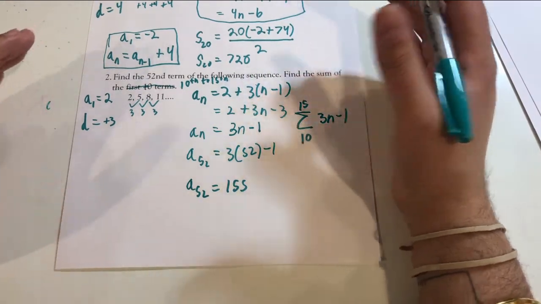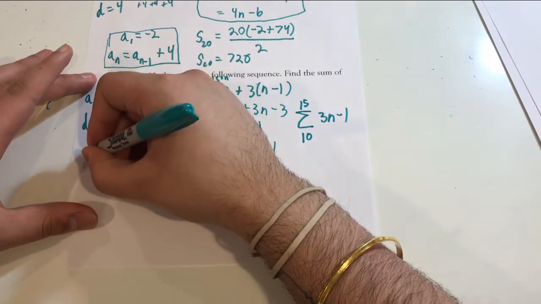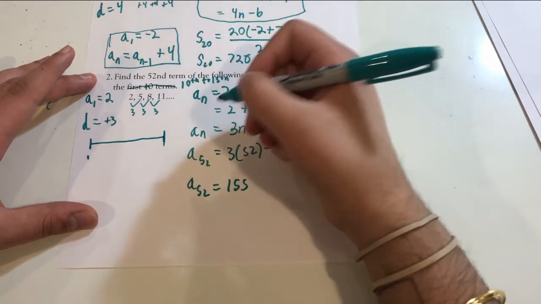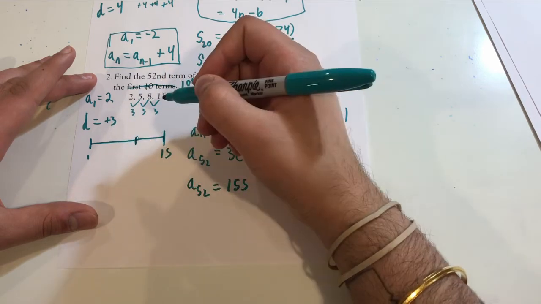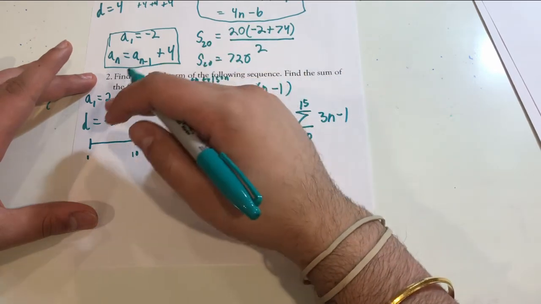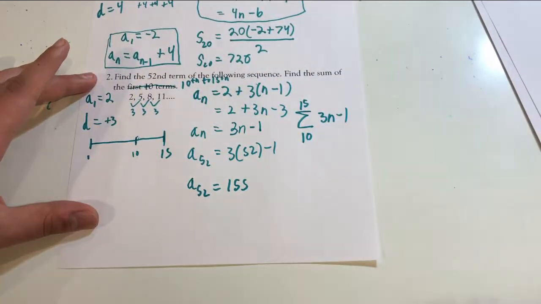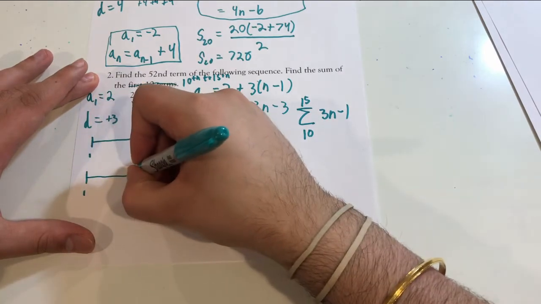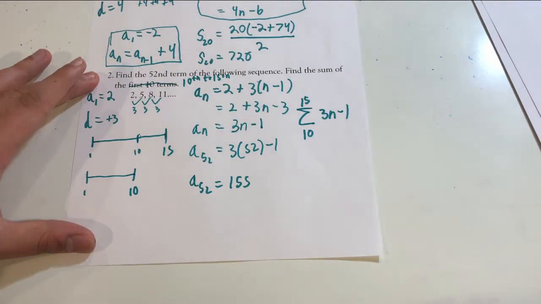It kind of visually works this way. Say we have the first term over here, all the way to the 15th term over here. And the 10th term, I guess, is somewhere right about there. If we sum the first 15 terms, we get all of this bit, right? And then separately, if we sum the first 10 terms, we get this whole bit there.